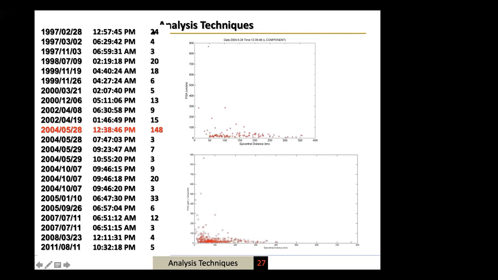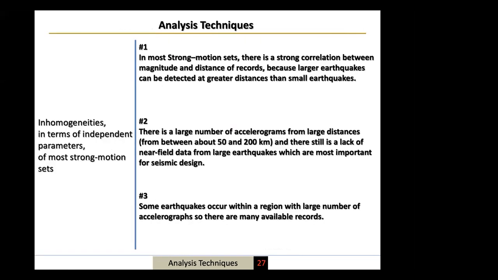And even taking a look at this column, you will see that this earthquake has 148 recordings. But the earthquake with the next largest number of recordings has just 33. So this is an example of problem number three that we already discussed.